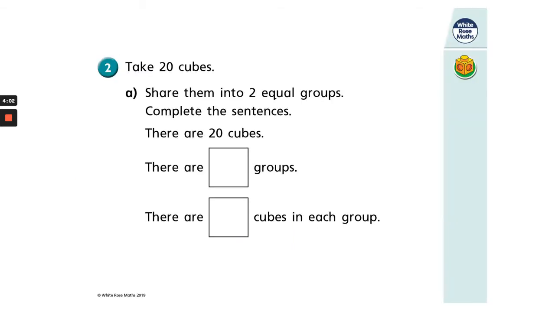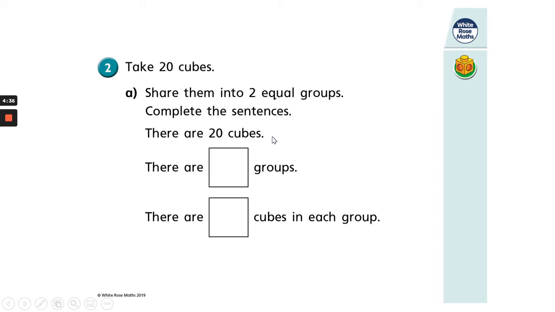So I have 20 cubes, and I'm going to share them into 2 equal groups, just like I did before with my apples. But today, instead of apples, I've got cubes. Can you complete my number sentences? Well, we could do the first one without having to work anything out because the answer to complete my first sentence is already there in the question. There are 20 cubes, just like it says here. Take 20 cubes.